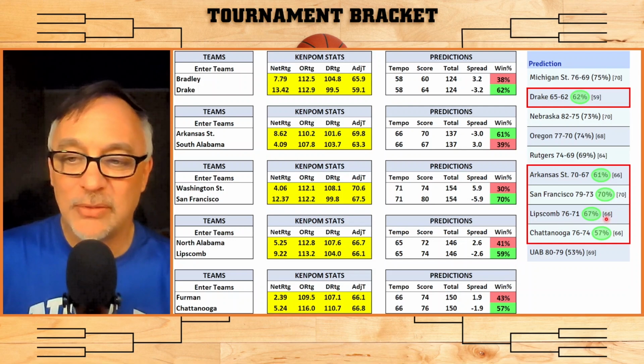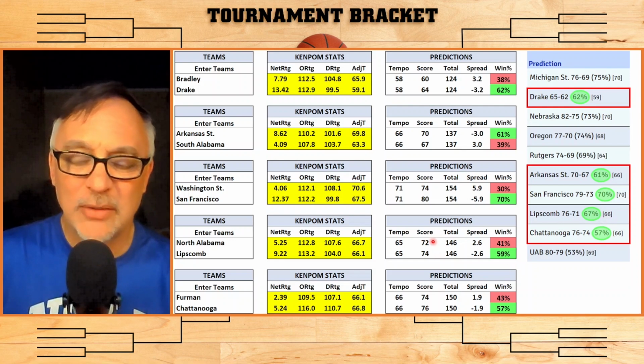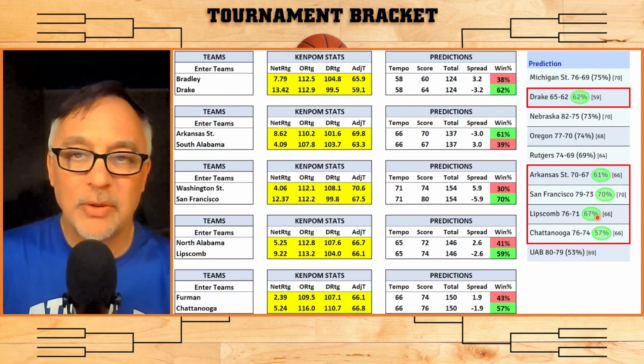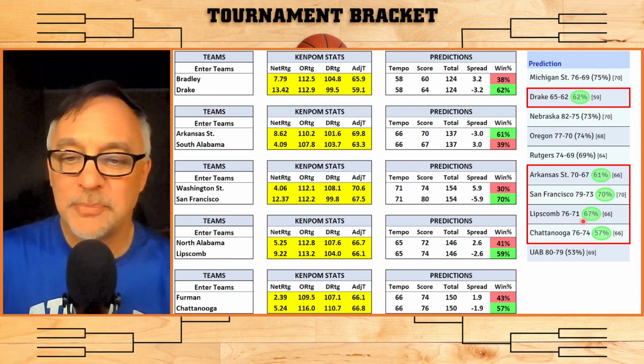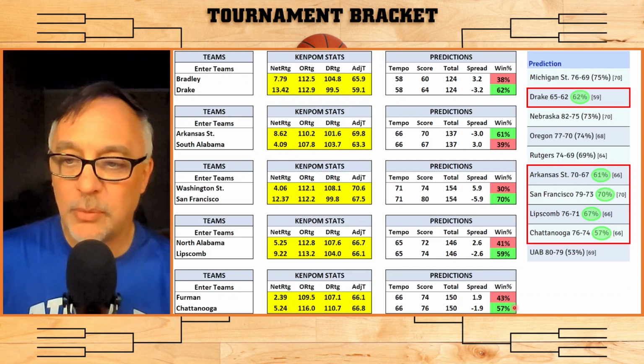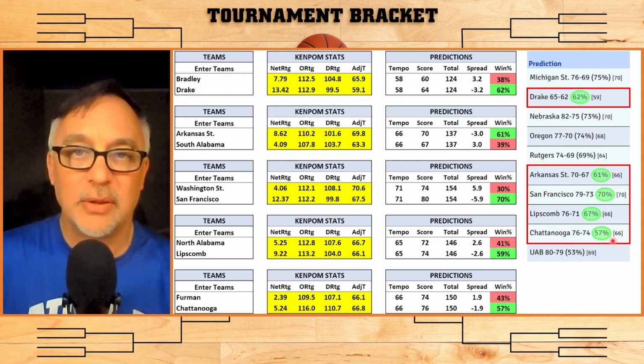I have a pretty close tempo rating here. The numbers are actually a 2-point spread where he has a 5-point spread, so it's going to be a higher win percentage for the actual KenPom prediction. And finally, down here, we have Furman and Chattanooga. These are all tournament games. We have 76-74, and this is a 57% win rate, and it exactly matches the KenPom prediction.